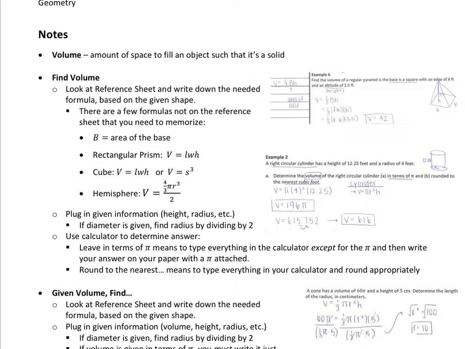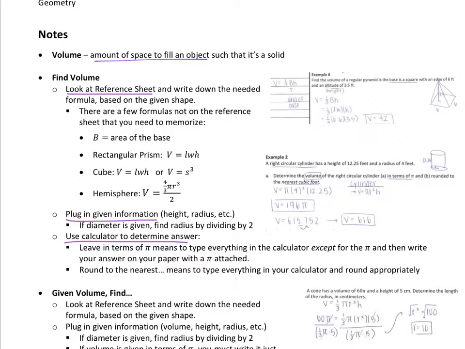First off, volume is just the amount of space to fill an object such that it's solid. So you can think of a swimming pool. The volume of the swimming pool would be the amount of water that can fit inside that swimming pool. So in order to find volume, there are three really specific steps. The first step is to look at the reference sheet and write down the formula that you need. The second step is to plug in the given information, such as the height or the radius or whatever it happens to be. Then we're going to use the calculator to determine our answer.